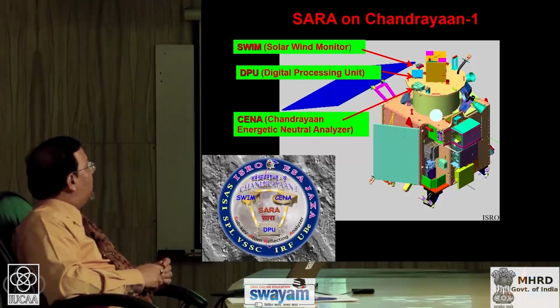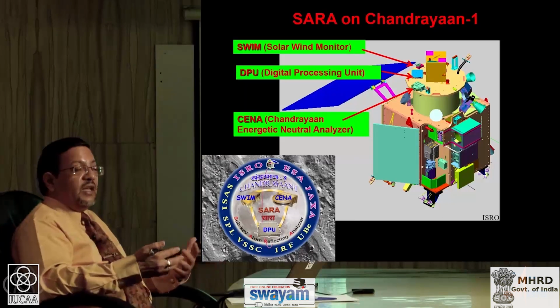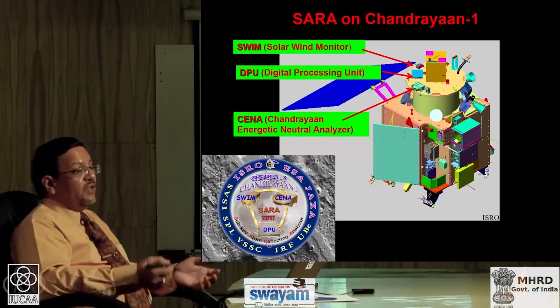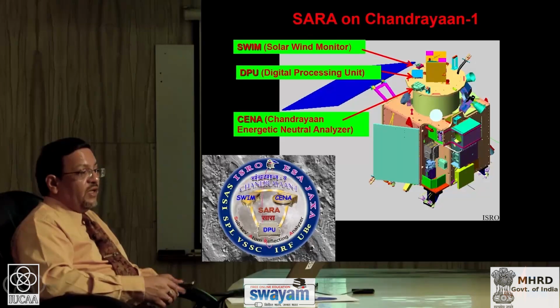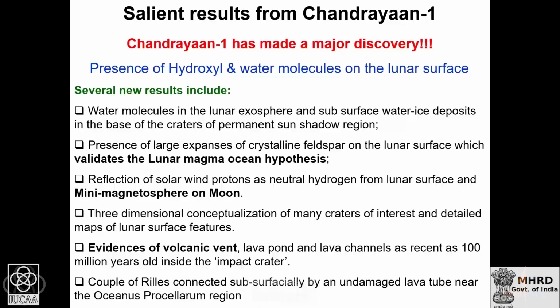And the idea behind that was to actually understand the interaction of the solar radiation, you can say the solar wind, with the surface of the Moon. Chandrayaan-1 has given a lot of interesting science results, including the discovery of water on the Moon. Before Chandrayaan-1, we all thought that Moon is bone dry, there is no water on the Moon, but Chandrayaan-1 mission has told us that no, water is present on the Moon, not only on the surface, but also in the atmosphere in the form of water molecules.